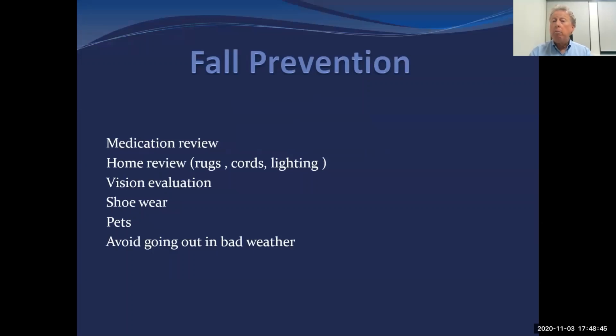As I said, fall prevention is part and parcel of a discussion of osteoporosis. I actually lecture on fall prevention in addition to this, and that's a whole separate topic that's literally an hour's worth of a lecture.